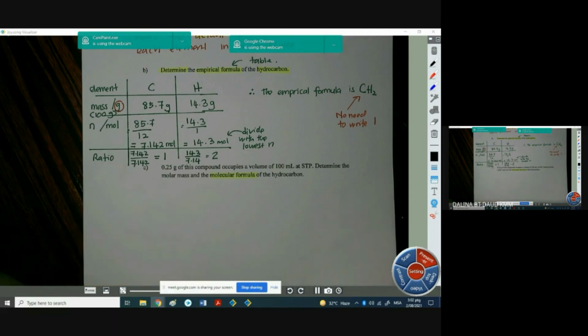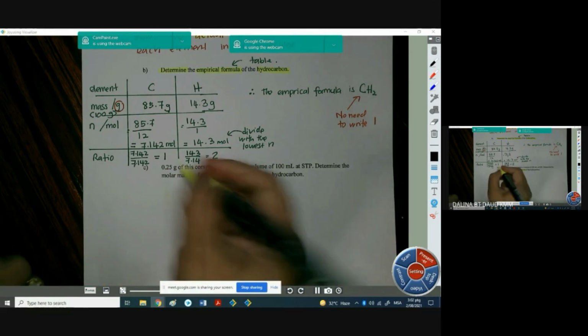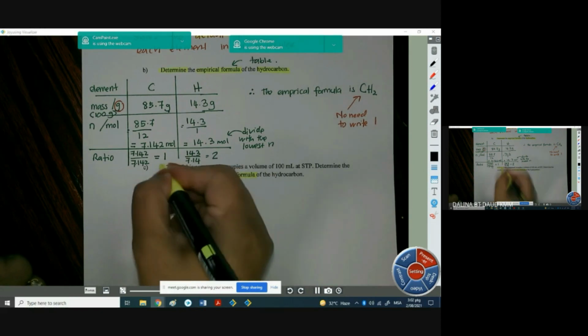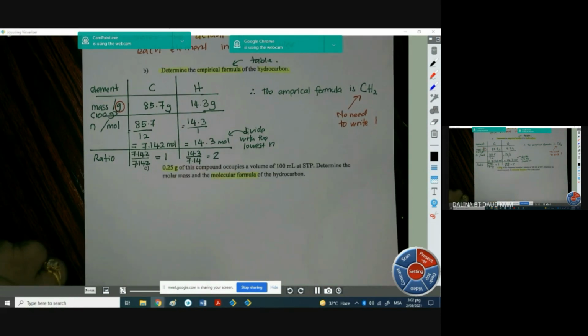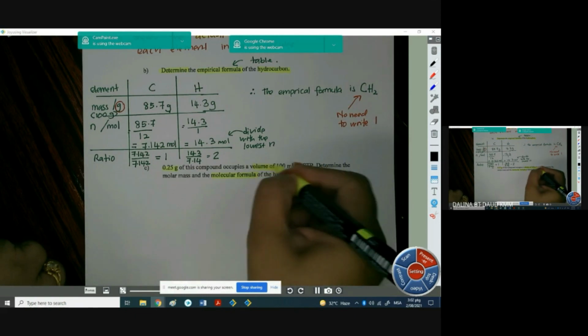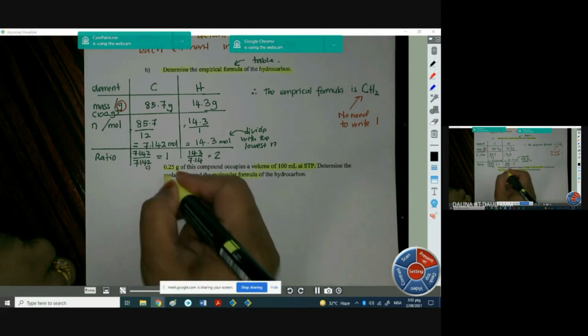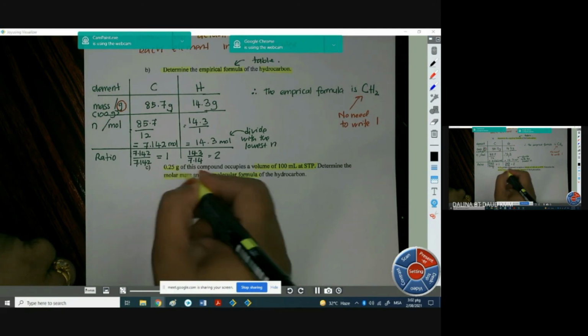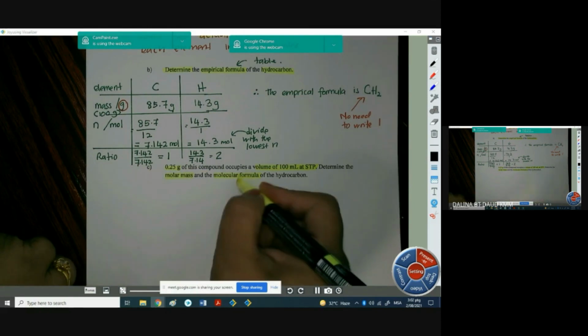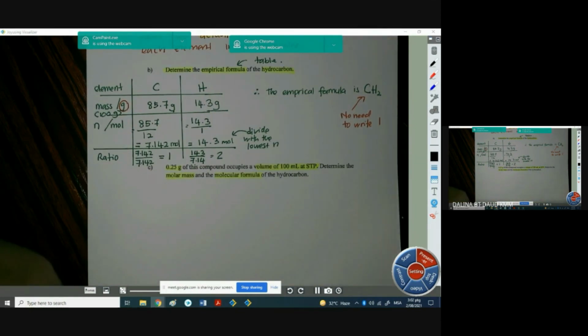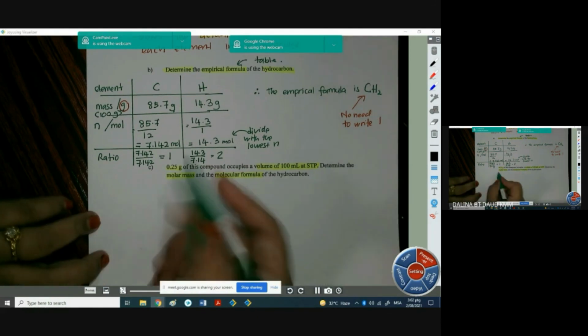Okay, now we go to C. 0.25 gram of this compound occupies volume 100 milliliter at STP. Determine the molar mass and the molecular formula of the hydrocarbon. There are 2 questions here. Okay, so we go to molar mass first.